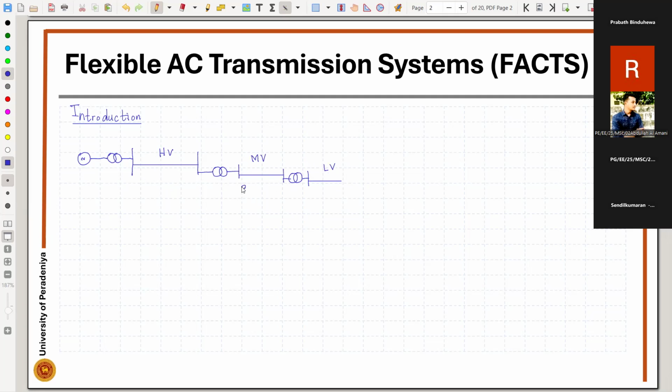So this can be like 33 kilovolt, for example, and this would be 400 volt. High voltage can be 132 kilovolt or 220 kilovolt. So these would be the voltage levels. Since we have experience with the low voltage network, we will consider the low voltage network in the discussion. So we have the transformer and we get the 400 volt.